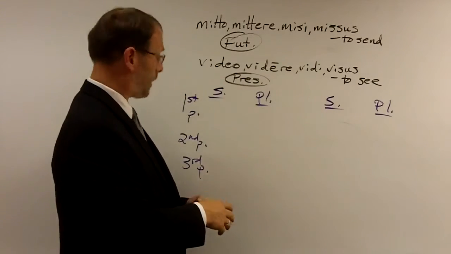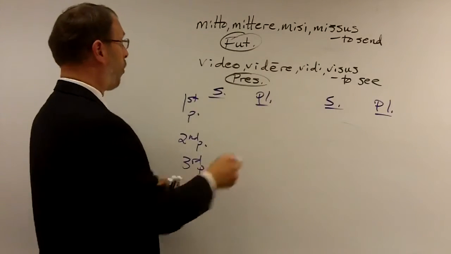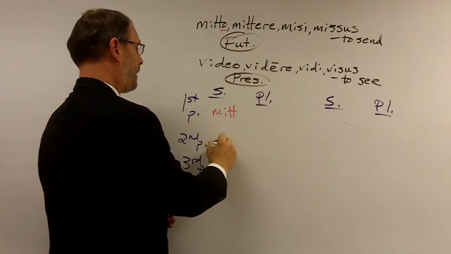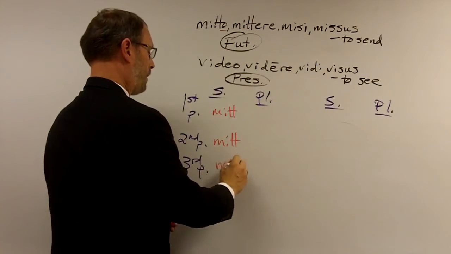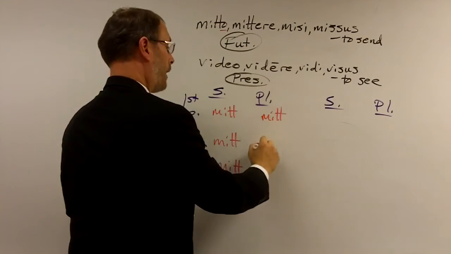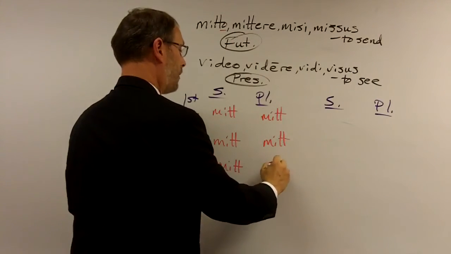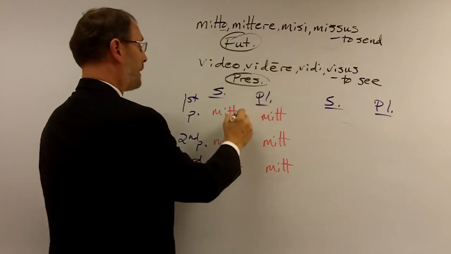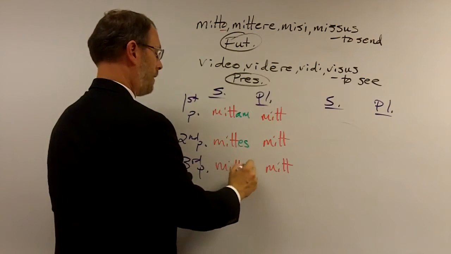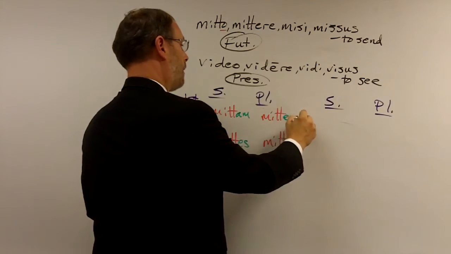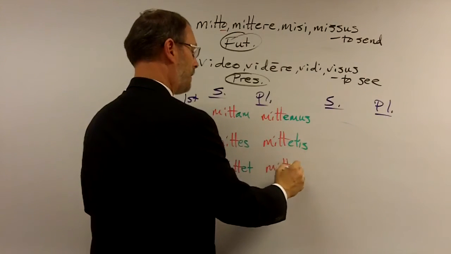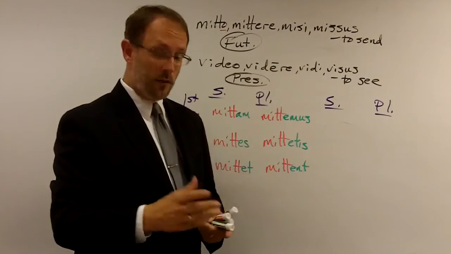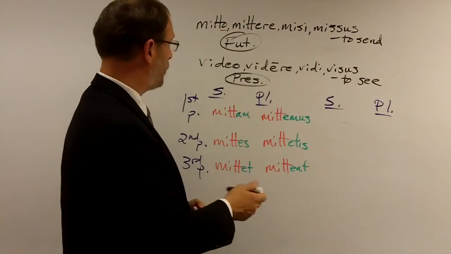Okay, what you should have done for mitto, if we follow the steps that we had before, we drop the O off the first dictionary entry, M-I-T-T becomes the stem. And we write that down everywhere, that way you know you've got that correct. And then we just put on those new future tense endings. Mittam, mittes, mittet, mittemus, mittetis, mittent.